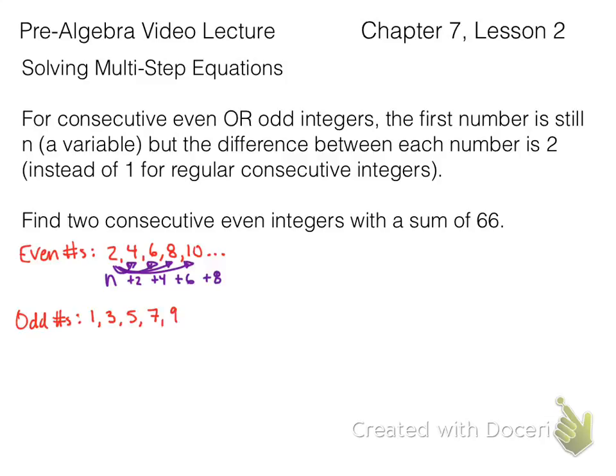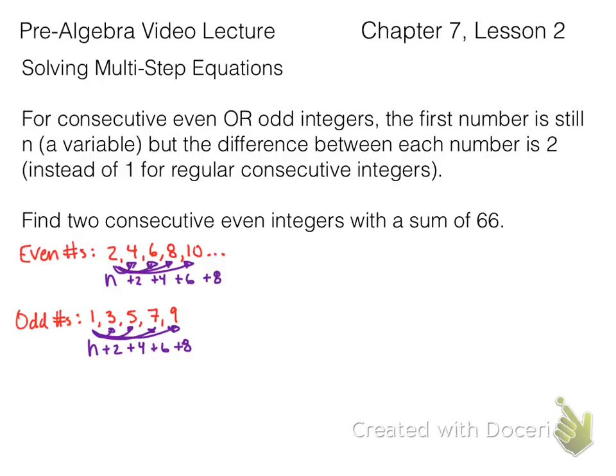If I don't know which odd number I'm starting with, the difference between the first odd number and the second odd number is still 2. All right? So make sure that you pay attention to that. Even though you might be doing even or odd, you're still doing a difference of 2.